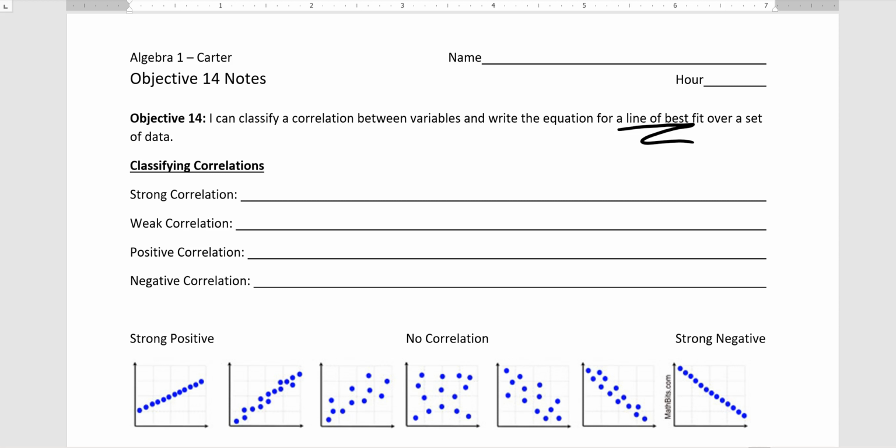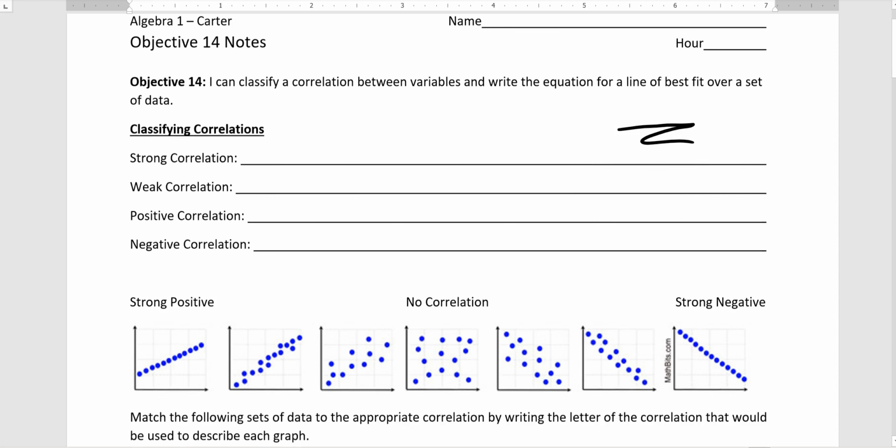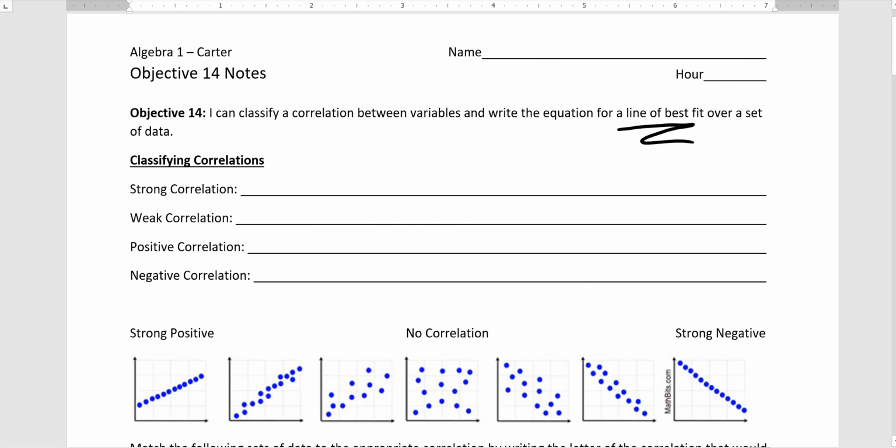So, we're going to start by defining some correlation vocabulary. A strong correlation is a correlation where the data is all near the line of best fit. And when we have a strong correlation, we know that we can be pretty confident in that line of best fit and its ability to predict something that may occur, the accuracy of it.